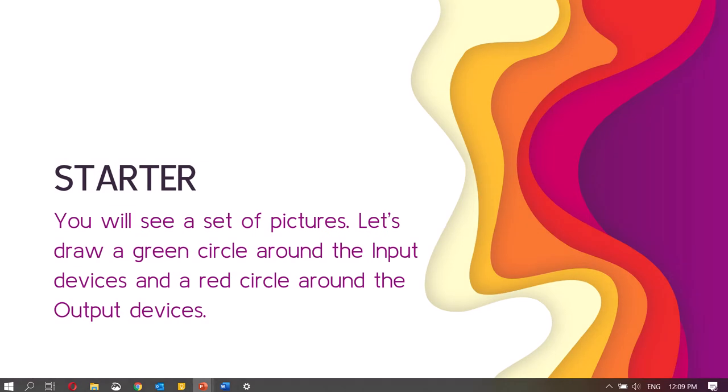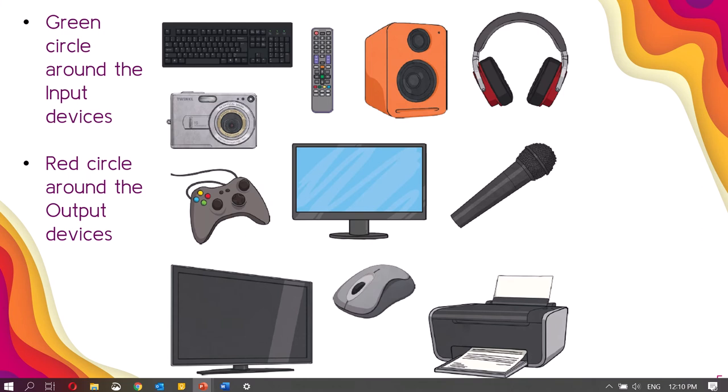I'm going to show you a set of pictures and we are going to label the input devices as green and the output devices as red. Take a moment, pause this video and think which will be input and which will be output. Alright, at least most of you should have got this right.